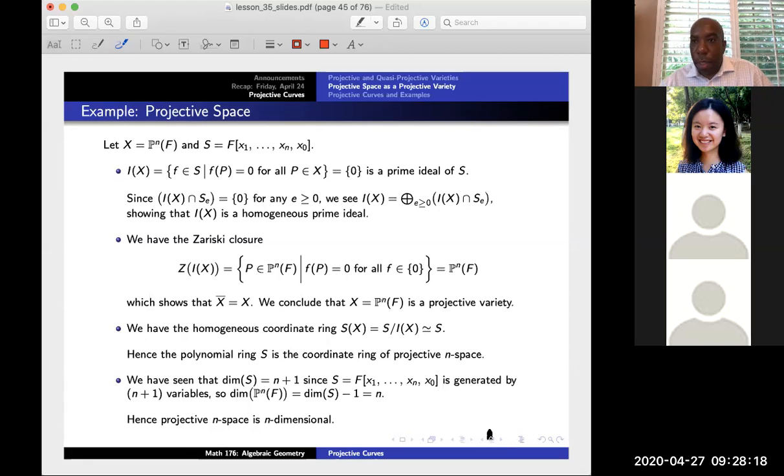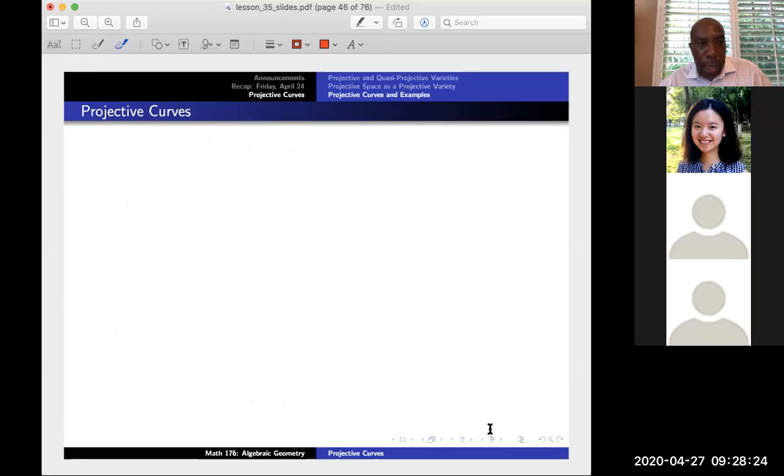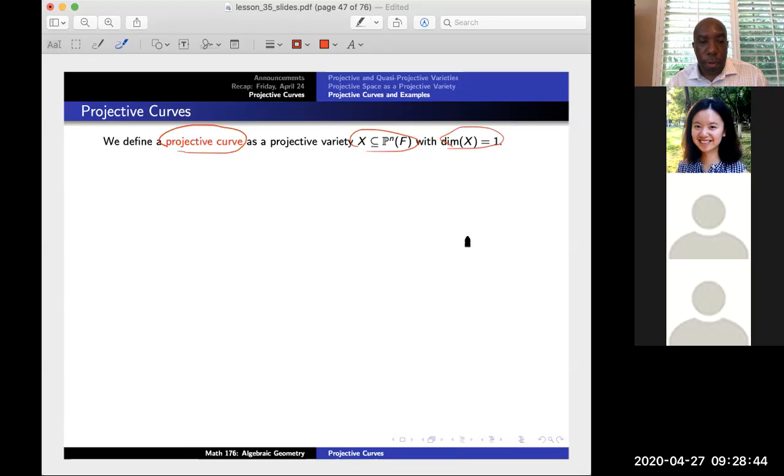Right. So I'm going to spend the next 20 minutes or so just going over more and more examples to see if we can really make sense of what's happening here. And in fact, today I want to spend more time discussing projective curves. So we can write a definition that hopefully makes sense. A projective curve is nothing more than a projective variety that has dimension 1. Right? So hopefully that makes sense. A projective curve is just a projective variety with dimension 1.